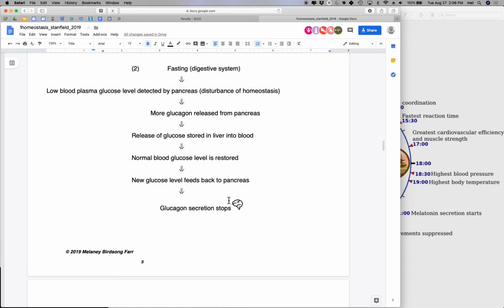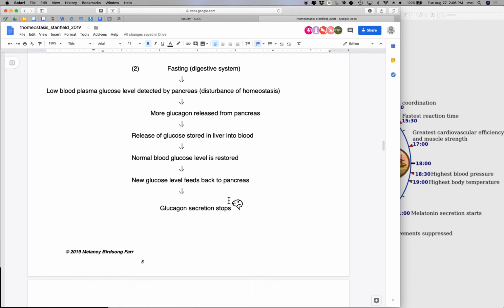Let's ask the same two questions just to make sure that you understand that it's never negative feedback just because it goes down. It totally is negative feedback, but which direction did the variable go? Up, right? So it's the opposition to a disturbance in homeostasis that makes it negative feedback, not the direction, right?